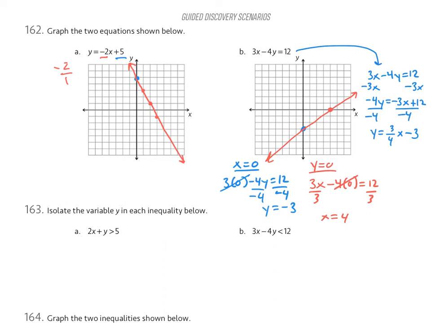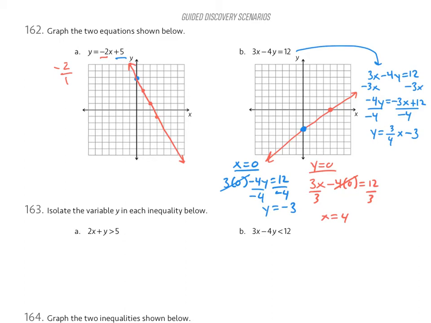Now I can plot this by finding the y-intercept of negative 3, which we already have, and then going up 3, 1, 2, 3, right 4, 1, 2, 3, 4. There's a point. I can do that again. Up 3, right 4, 1, 2, 3, 4. Or I can go down 3, 1, 2, 3, left 4, 1, 2, 3, 4. So there are two methods that you can use to graph a line when it is in standard form.